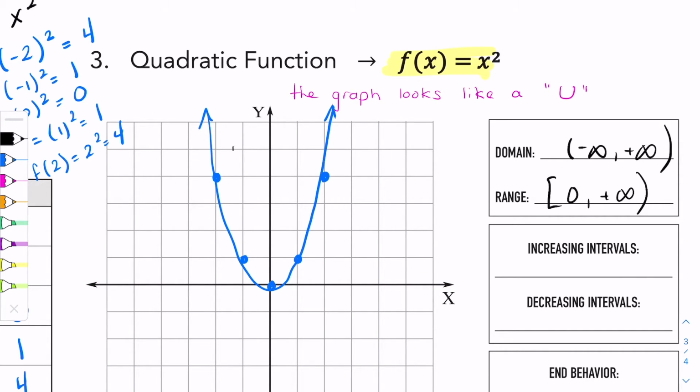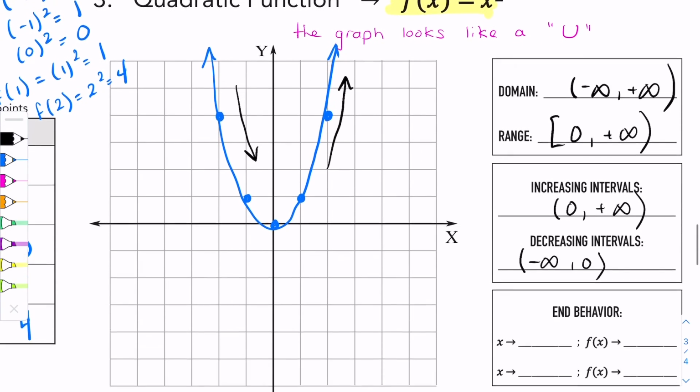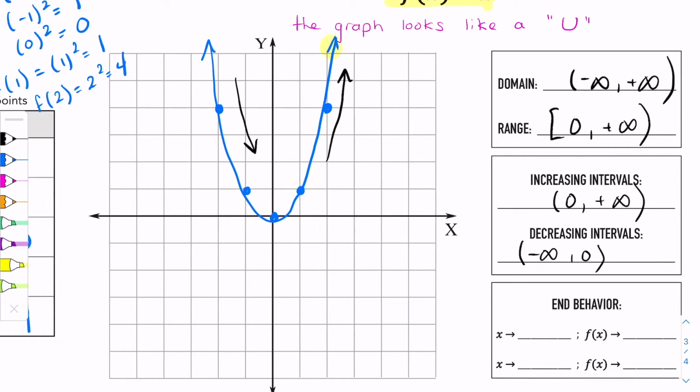This graph starts off decreasing and then increases. We have a decreasing interval from negative infinity to 0. And then at 0, we change directions and increase from 0 to positive infinity. Both ends of this graph face up. So as x approaches positive infinity, the graph is going up towards positive infinity. And as x approaches negative infinity, the graph is still going up towards positive infinity.